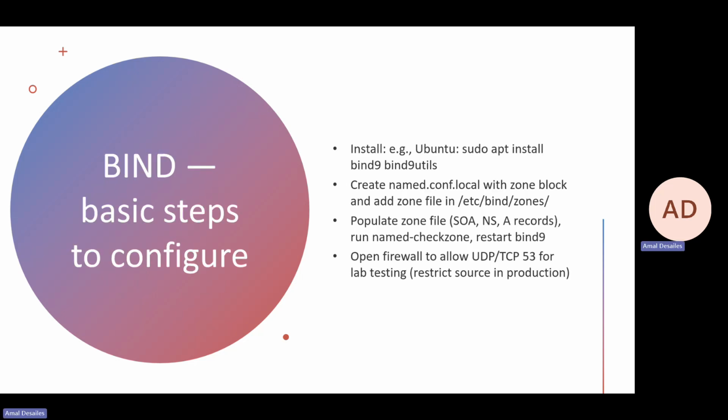And here are the steps to configure BIND. Install the package for Ubuntu: sudo apt install bind9 bind9utils. Next, define a new zone in named.conf.local. Then create the corresponding zone file in /etc/bind/zones. Add basic records like SOA, NS, and also A records. Run named-checkzone and restart the service. Finally, allow port 53 in the firewall so that the Nmap scans can succeed.